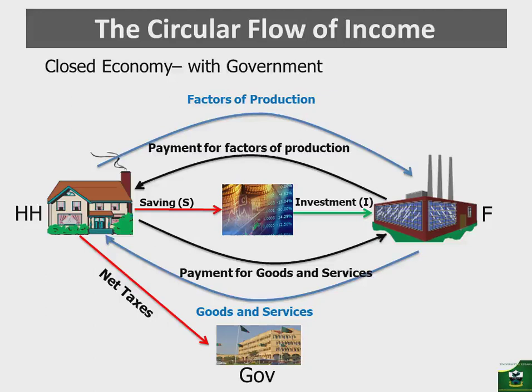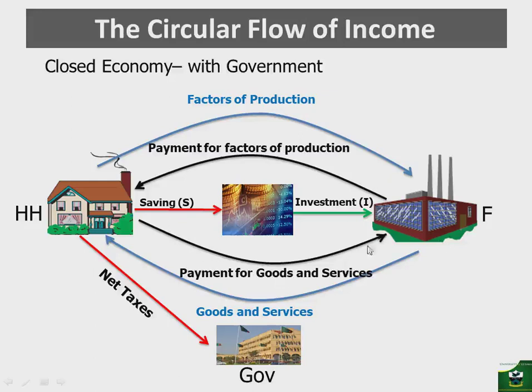And now there are three channels that have appeared here. They have received their money income from the firms, but they've now used this income to conduct three activities. One is to buy the goods and services produced by the firm. The second channel is to save part of that income. And now that there is a government, they are obligated to pay taxes. So, three channels of using the income.